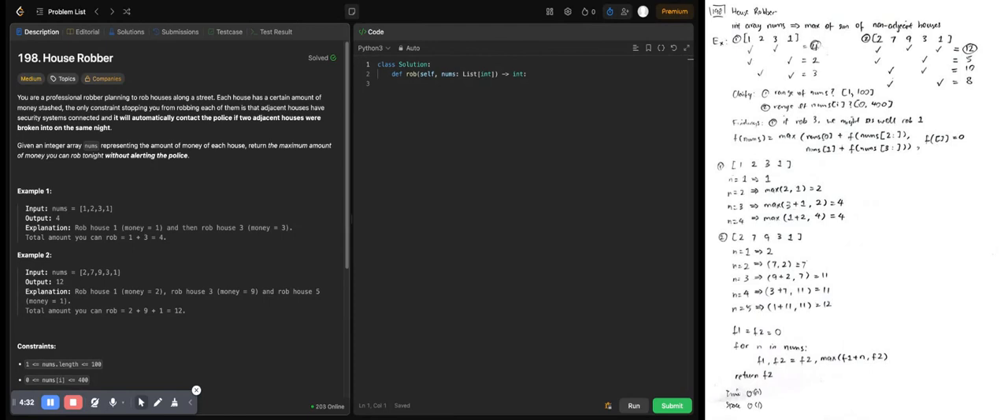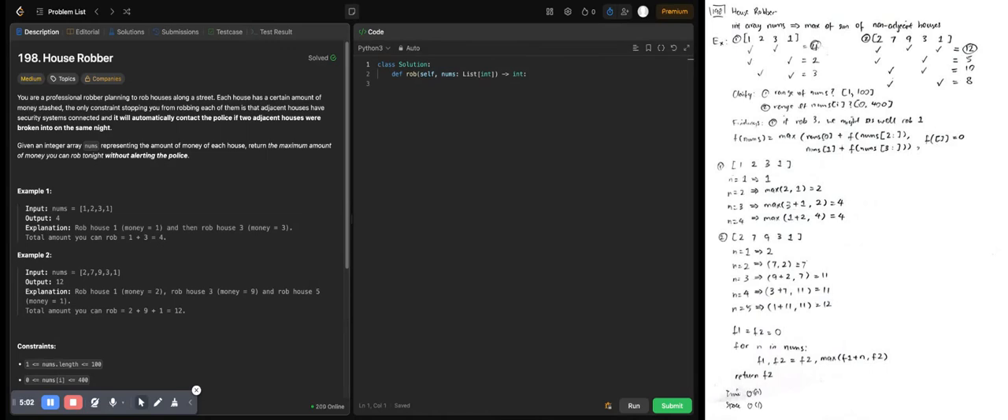If we rob house 2 and 3, we cannot rob 4, we can rob 5. So let's try 2 and 5, that gives us 8. If we rob house 3, we might as well rob house 1. There is no point to skip house 1 and go to rob house 3. So here we see that the answer is 12.